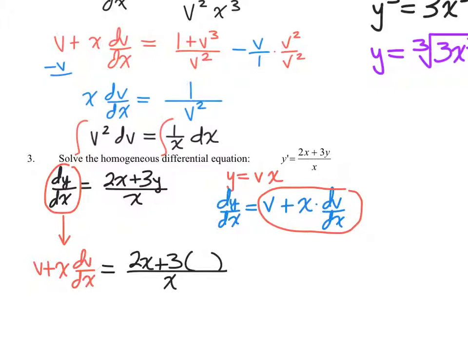Our second substitution allows us to replace y with vx. The idea again is that I'm replacing all my y's, so a differential equation with y's and x's will now be a differential equation with v's and x's. And this should be a proportional relationship. You'll know it's proportional if you go through the process and you end up with a set of variables that you can't separate.